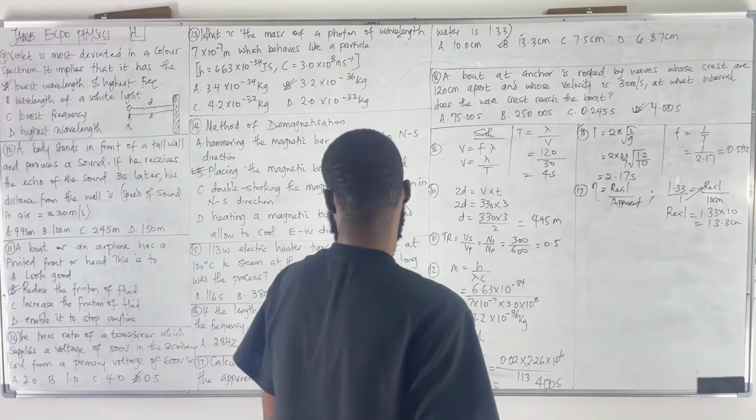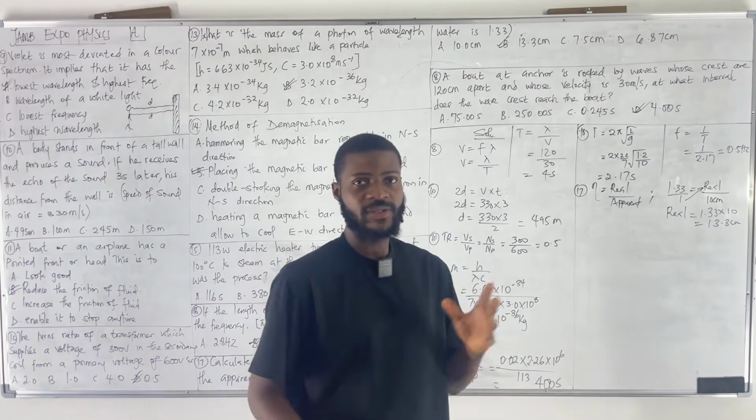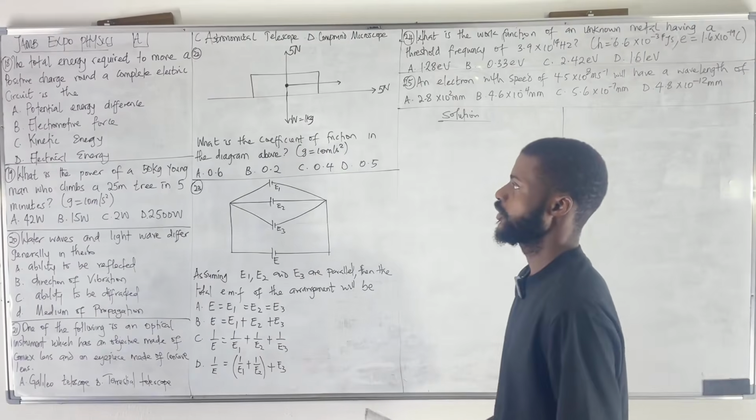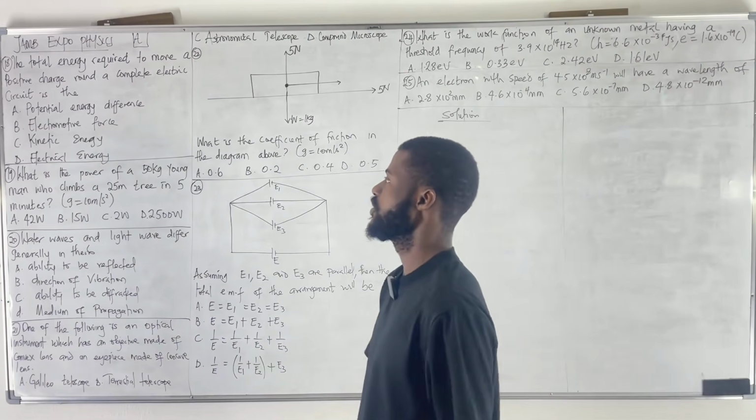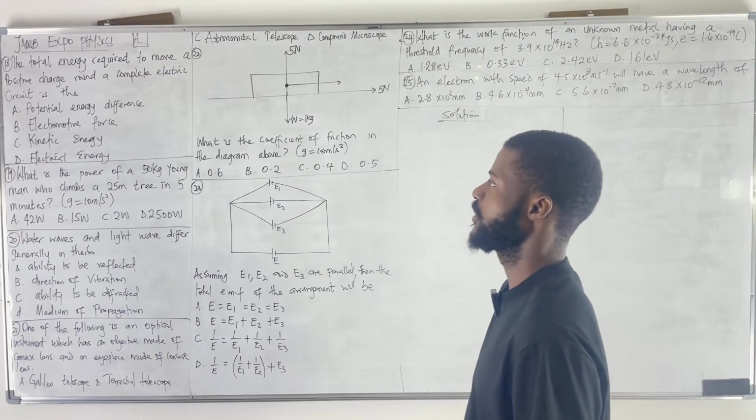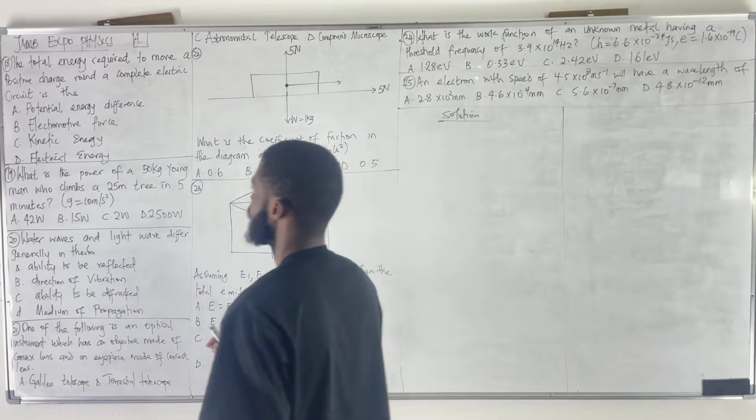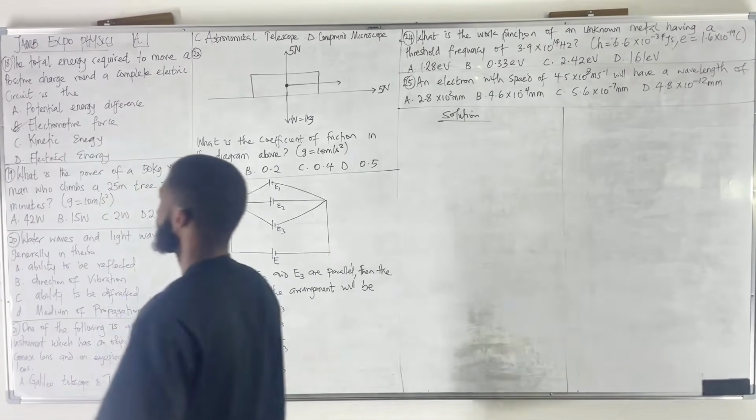All right. So let's continue solving. Let's move on to the next one. All right, question 18. The total energy required to move a positive charge around a complete electric circuit is the electromotive force, EMF.